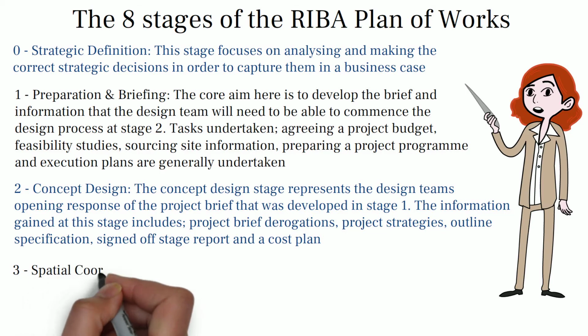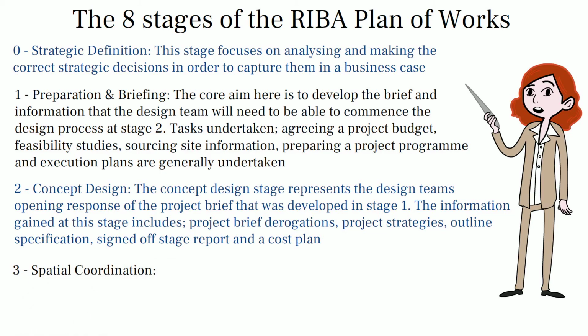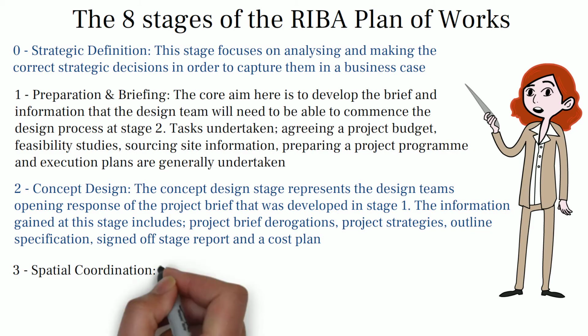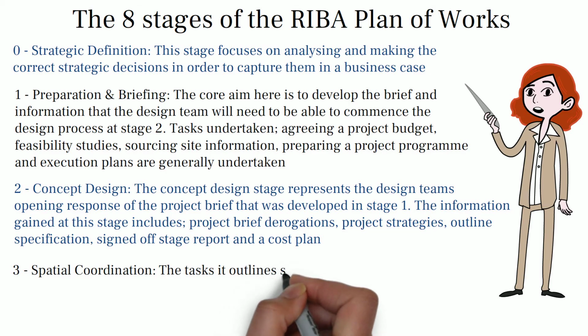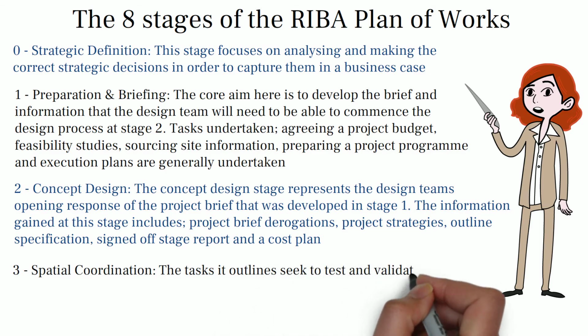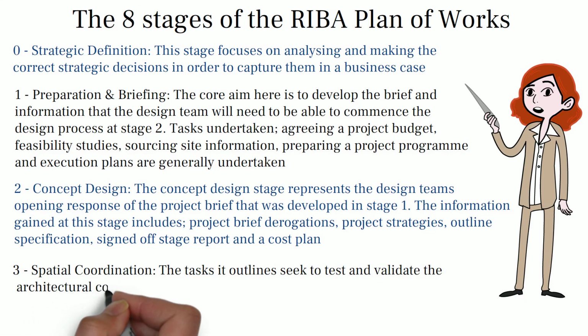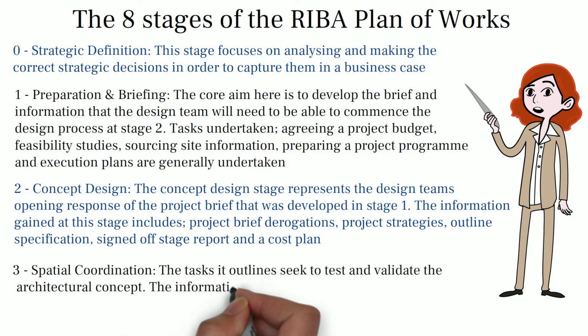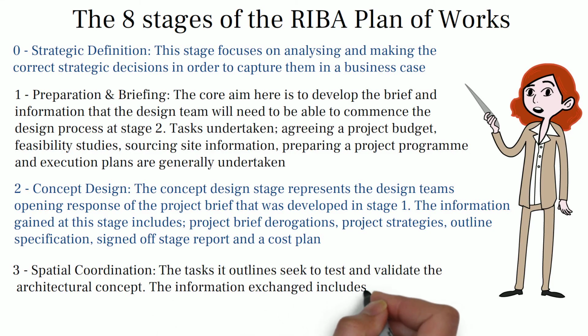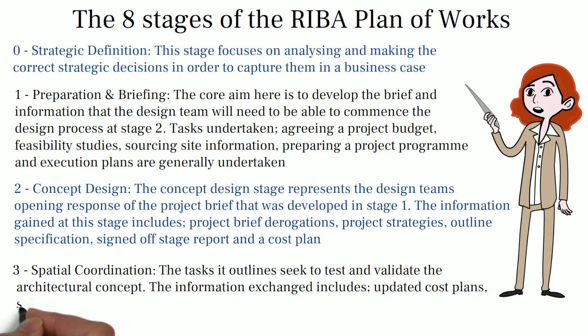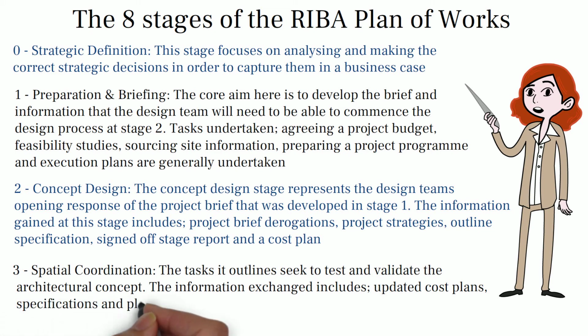Stage 3. Spatial coordination. This is a new stage that was introduced in 2020, replacing developed design. The task it outlines seeks to test and validate the architectural concept. This is to ensure that the information prepared through stage 2 is spatially coordinated all before moving on to stage 4. The information exchanged includes updated cost plans, specifications, and planning applications produced.